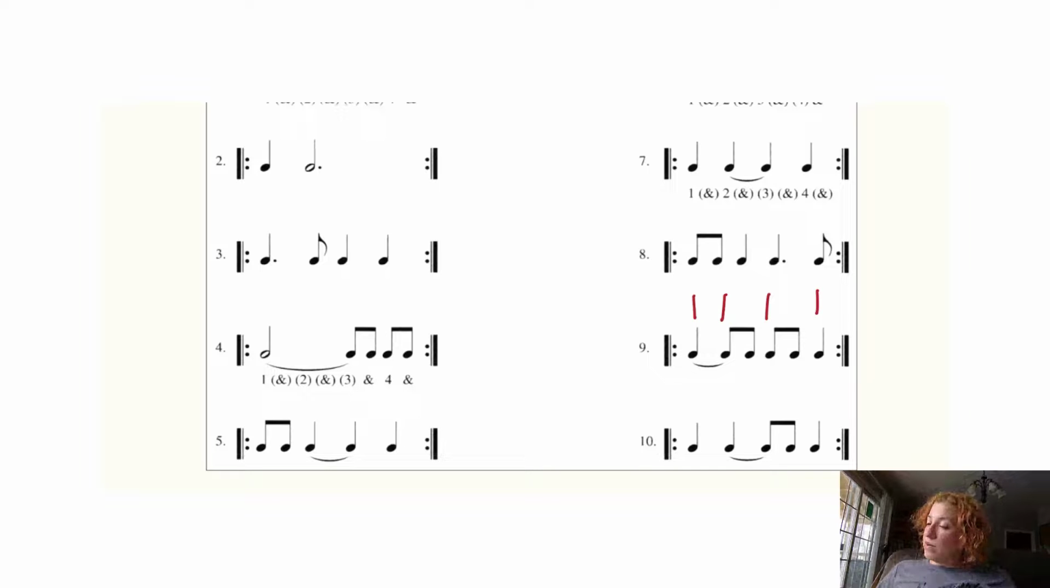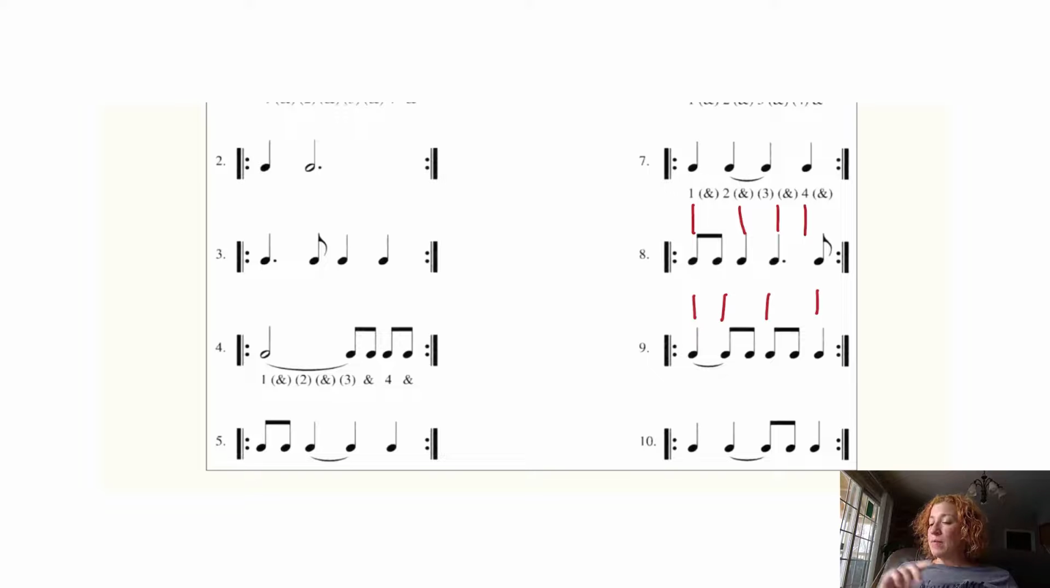How about the one above it, number 8? Just marking the beat. Notice here, I marked that beat a little bit before that eighth note because that eighth note is not on the beat. So it's a really handy tool if you've got some rhythms that are a little bit difficult. It really helps you sight read rhythm better.